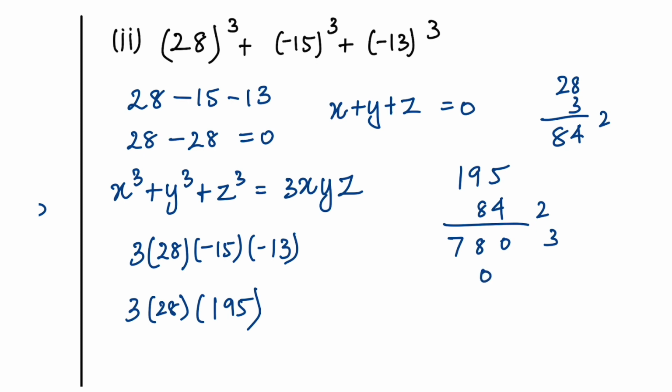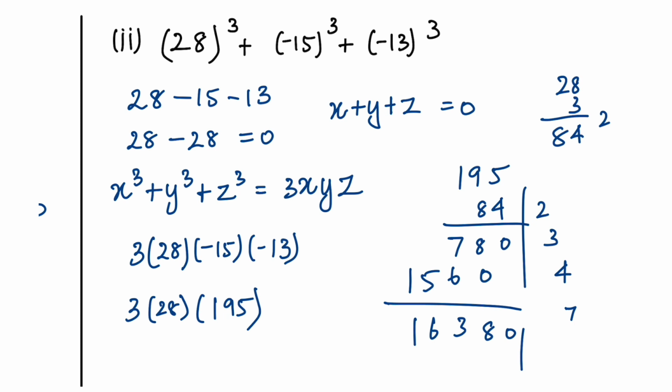8 times 5 is 40. We have a remainder 4. 8 times 9 is 72. 72 plus 4 is 76. We have a remaining 7. 8 times 1 is 8. 8 plus 7 is 15. So when you add, you get 0, 8 and 13, 16380. Okay, so that is the answer that you get, 16380.